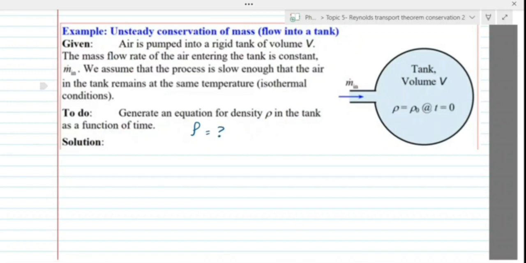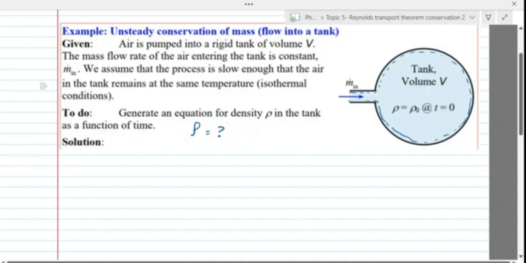Now, since I have this constant mass flow rate, due to this flow of the mass, the density in here is essentially going to increase. Now, to study the effect of mass on the density, let's study our conservation of mass equation for an appropriate control volume corresponding to this situation. Obviously, our control volume must contain this whole tank along with the inlet through which the air is being pumped, right?